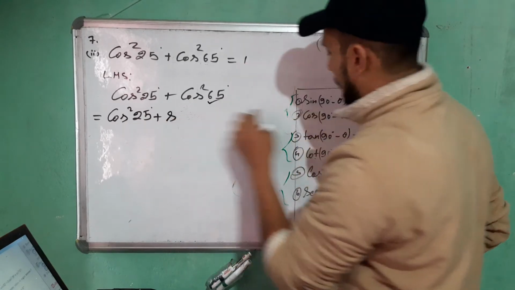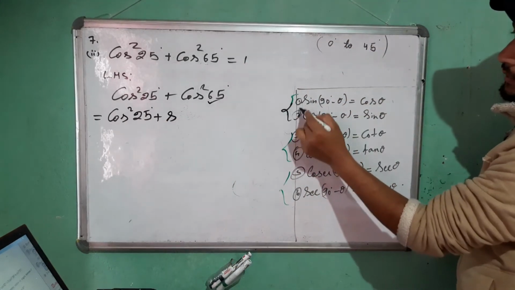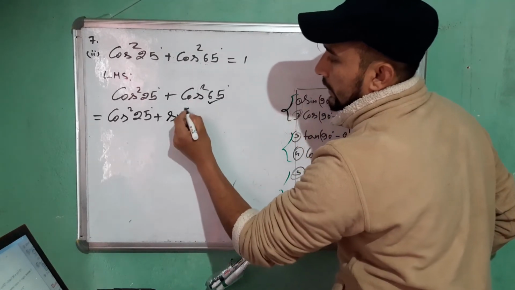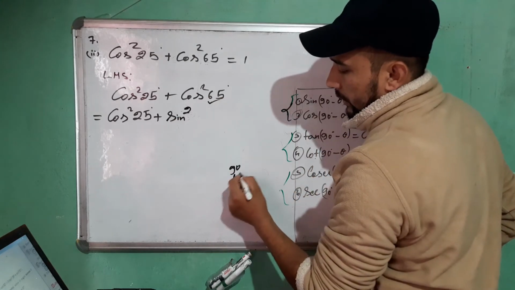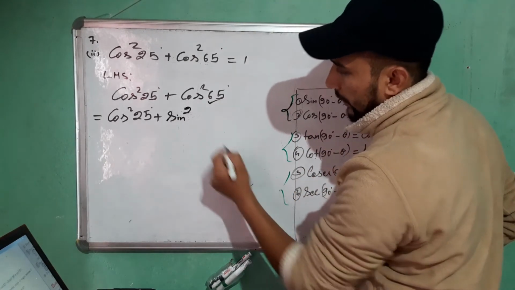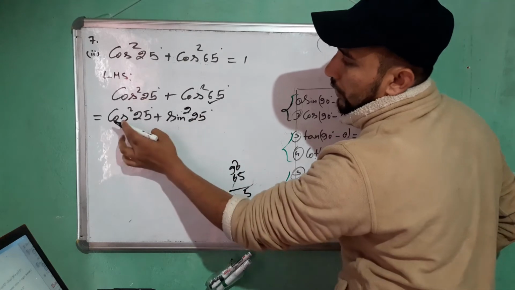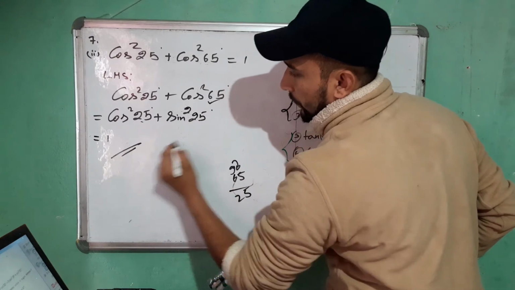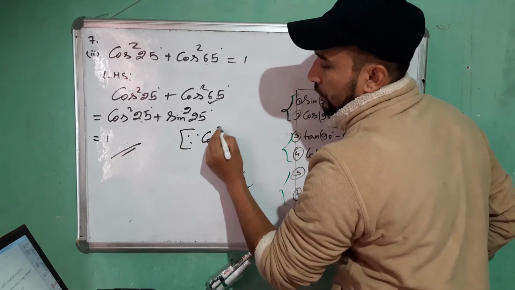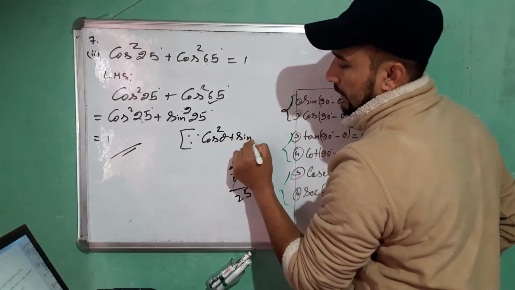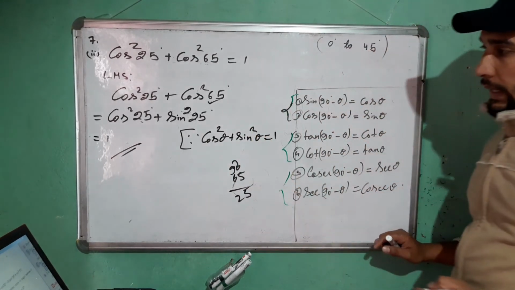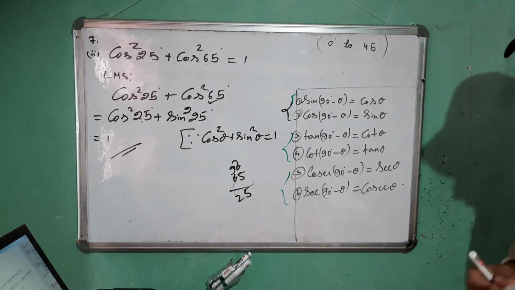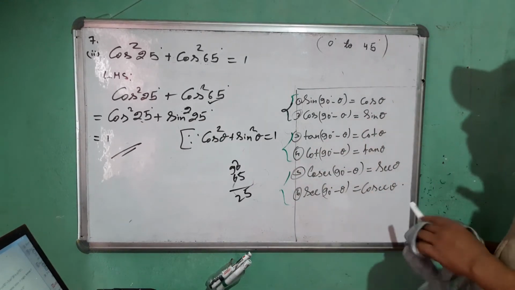the complement of cos is sine. Here cos and sine have a complementary relation. The complement of cos is sine, square is as it is, 65 is 90 minus 65, it will be 25 degree. So cos square 25 degree plus sine square 25 degree is 1, because cos square theta plus sine square theta is equal to 1, and in our case the value of theta is 25 degree. So proved.